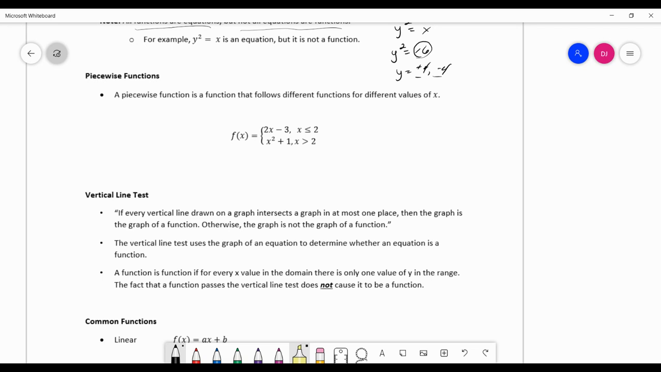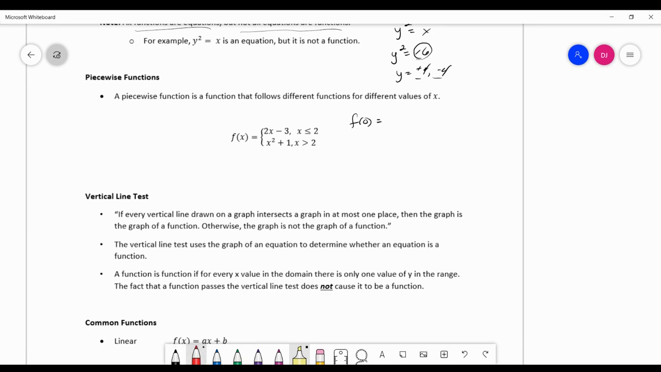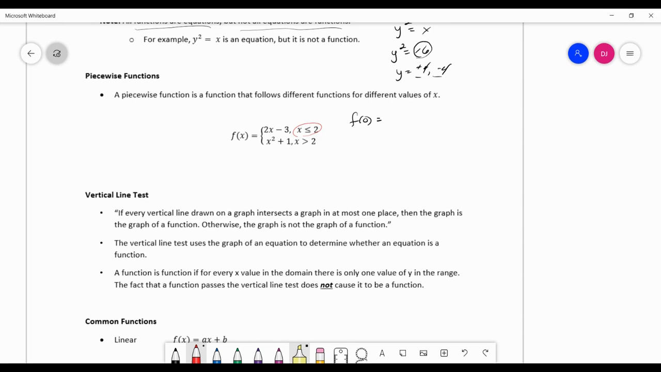Okay, but I have a piecewise function. In this piecewise function, what I want you to understand is that in f of x, I use the function 2x minus 3 if I have x values less than or equal to 2. If my x values are greater than 2, I use the other piece of the function. So let's look at a couple of examples here. Let's find f of 0. 0 is less than 2. So f of 0 is 2 times 0 minus 3, or negative 3.